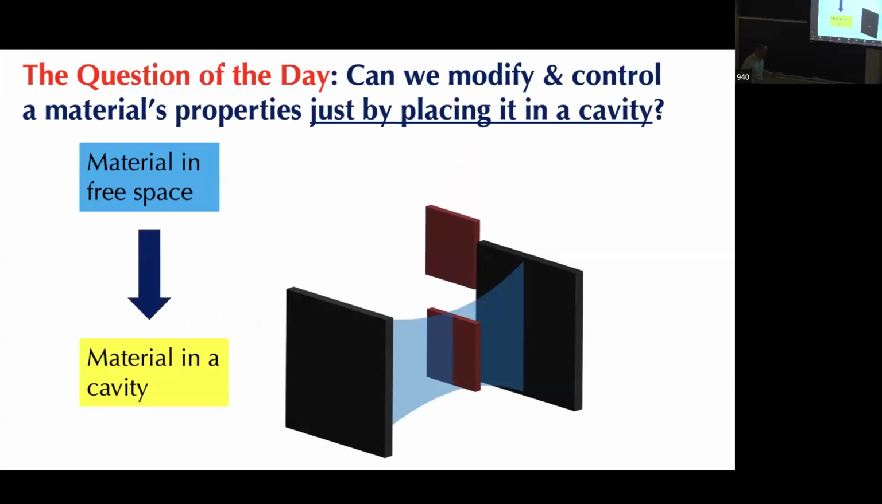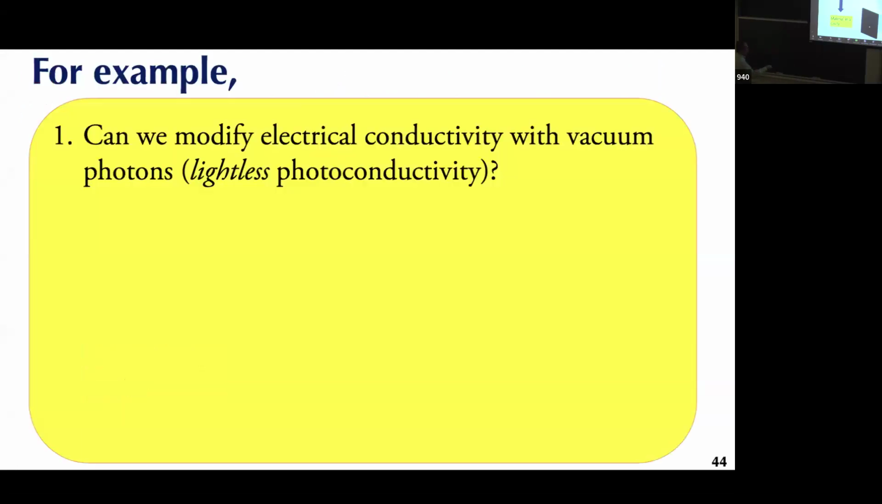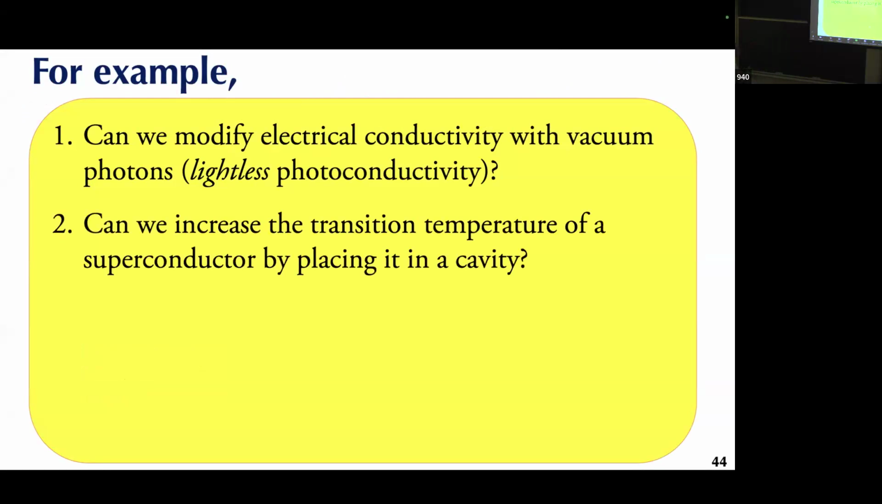So within this burgeoning field of condensed matter cavity QED, we are asking the following questions. Well, the main question is, can we modify and control a material's properties just by placing it in a cavity? Right? So we're changing the electromagnetic environment. You have a material in free space. Just by placing it in a cavity, can we expect anything? Again, we're not driving anything. We're just changing the environment of the material. Can we change material properties? For example, can we modify electrical conductivity with vacuum photons, which would correspond to light-less photoconductivity? Can we increase the transition temperature of a superconductor just by placing it in a cavity?